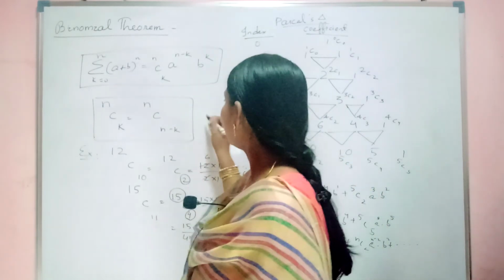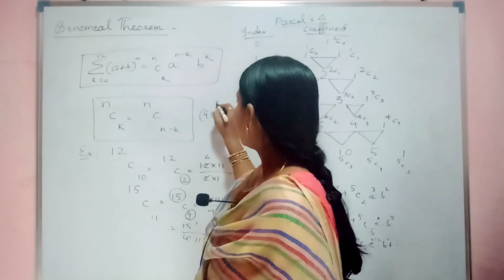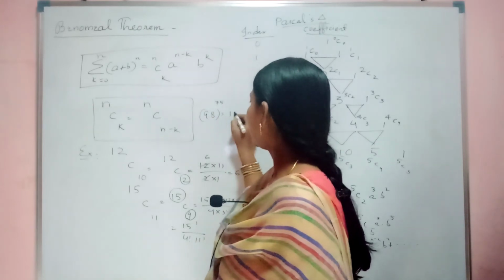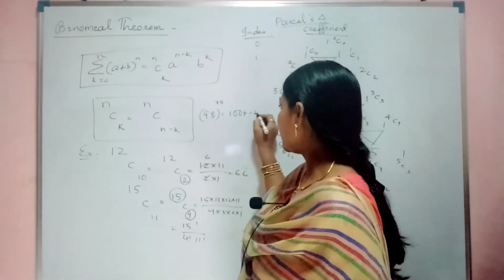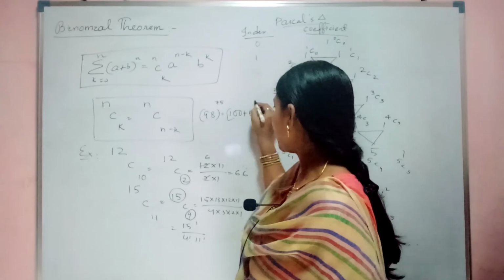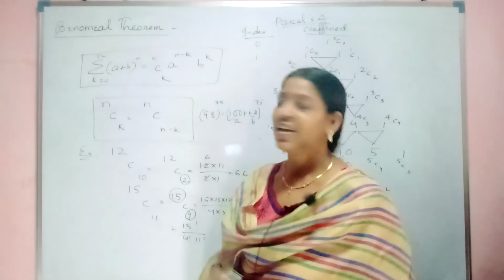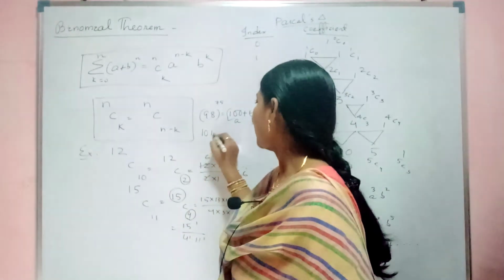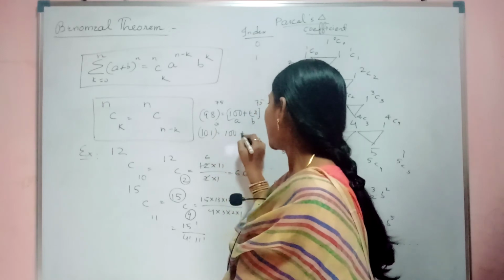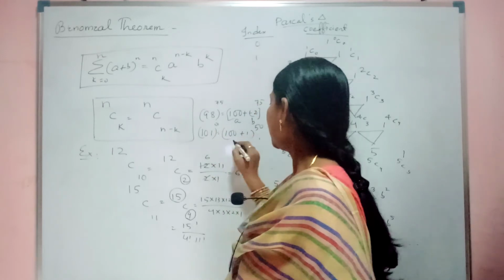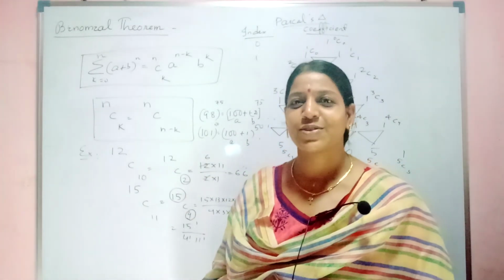For example, they will give you 98 to the power 75. So what will you do? Write it as 100 minus 2, consider it as (100 minus 2) whole to the power 75. Now this is your a, this is your b. Or otherwise, if they give 101 to the power 50, then you consider it as (100 plus 1) to the power 50. This is your a, this is your b. This is the way you need to approach.